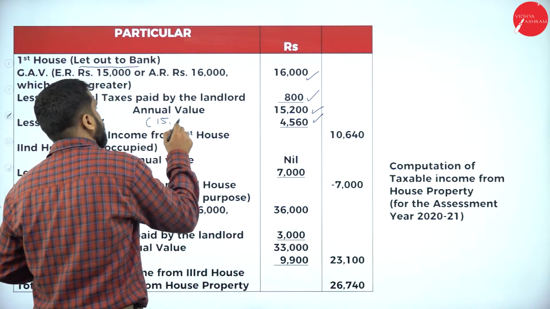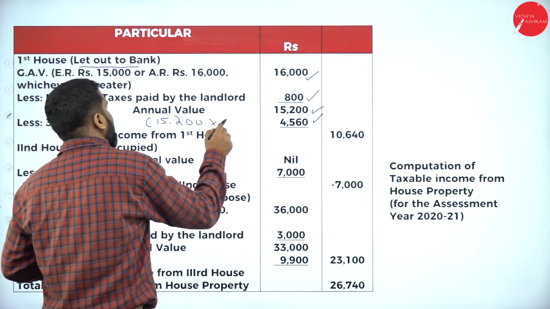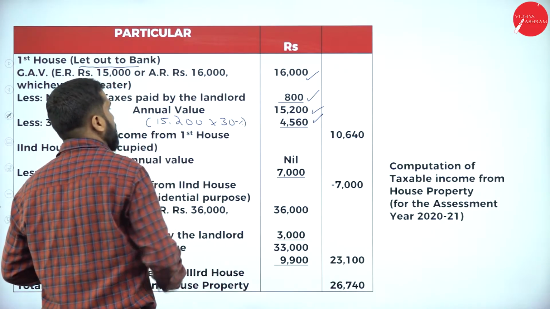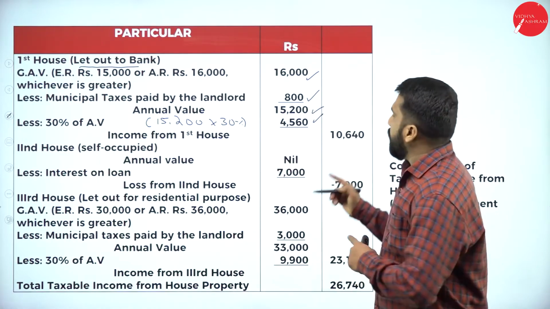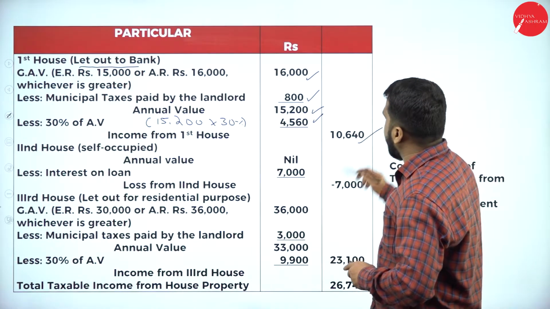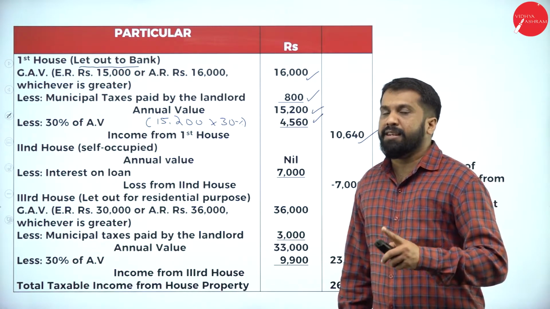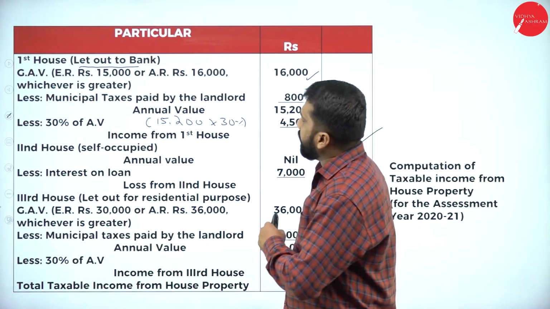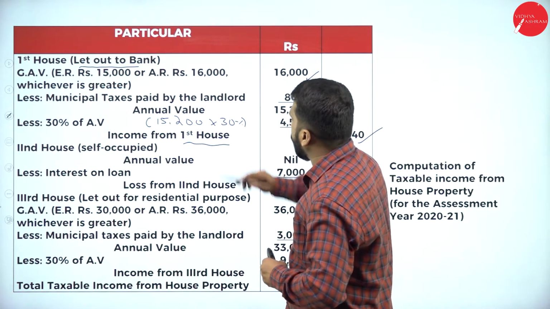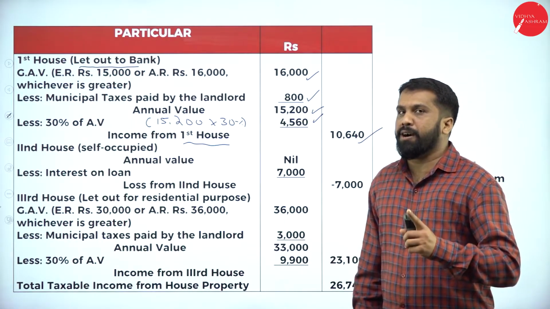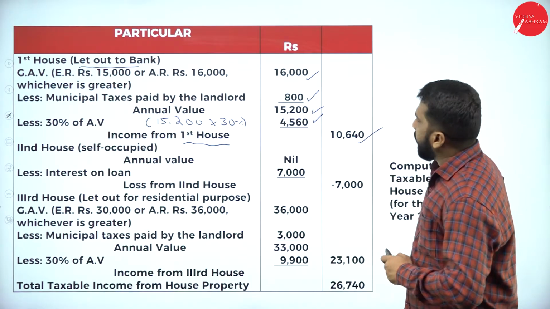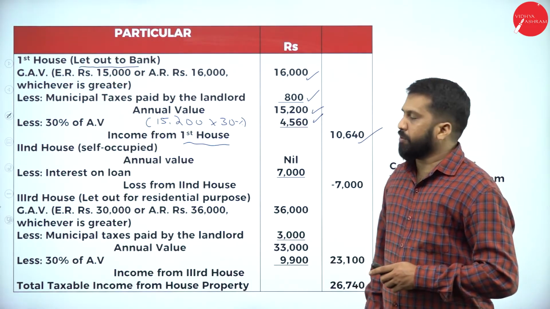Once that is done, minus your 30% on 15,200, multiplied with 30%. How much will you get? 4,560. If you minus this, you will get 10,640. That is your income from first house. Any doubt? This is your income from first house. Now this is done. We'll go to your second house.